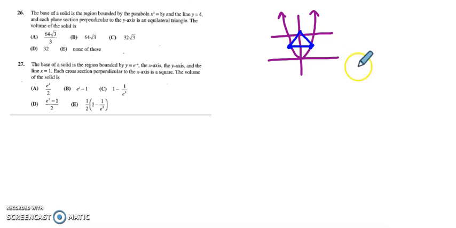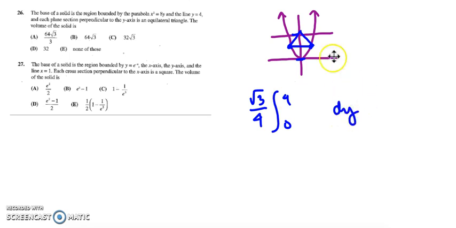So I need to find the base of this region, and then I know that I'm going to integrate with a constant of rad 3 over 4, which is always used for an equilateral triangle. And my limits of integration with respect to y are from 0 to 4. And I know I need a dy. So I just need to know what this distance is right here.